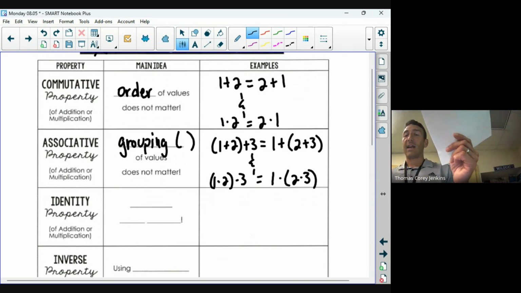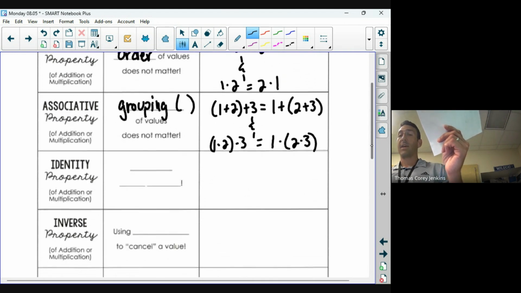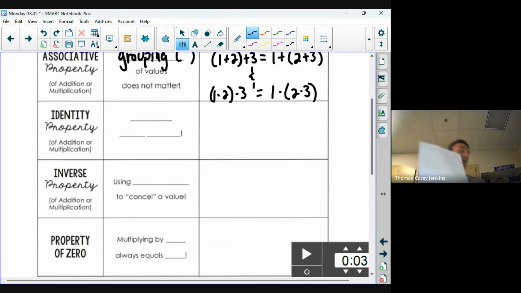All right, then the identity property. What can we add to something that preserves its identity, meaning not change it, and what can we multiply something by? Basically, if we add 0 to something, it doesn't change it. So we're just going to say x plus 0 equals x.